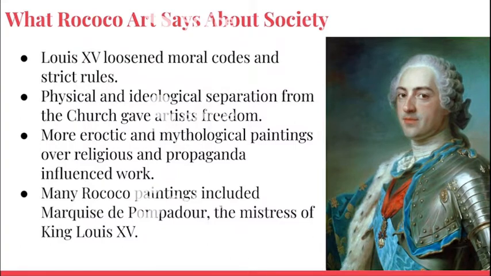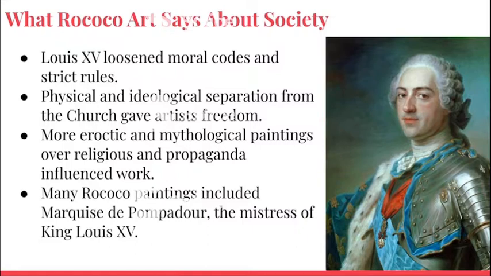When Louis XV took on the role of King of France, a kind of revolution started. Louis XV loosened the moral codes and strict rules were no longer a concern. Under his rule, pleasure was more valuable than prestige and power. Many people from the French court moved from the palace in Versailles to their Parisian estates. This physical and ideological separation from the church gave artists a newfound freedom. Artists could now paint what they wanted, and they no longer felt the pressure to only paint religious works. Artists created more erotic scenes and paintings that emphasized mythology rather than the propaganda-influenced art that was popular before.